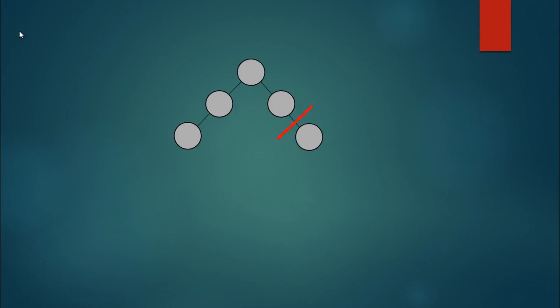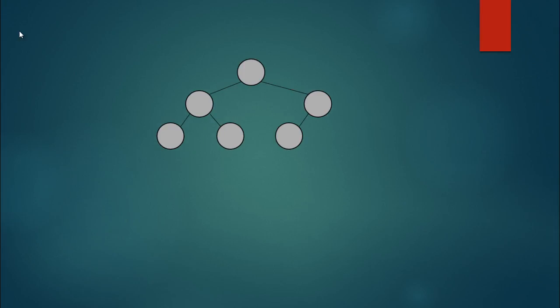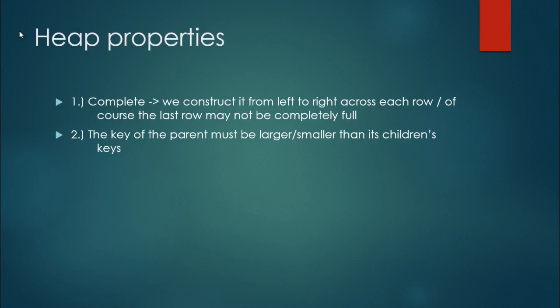Then we want to insert another one. We are not able to insert it to the rightmost element, because it violates the heap property. We have to fill each row sequentially. So the next item would be here, then the next one would be there, then the next one there. So we keep constructing our heap row by row sequentially from left to right. This is the first and most important heap property.